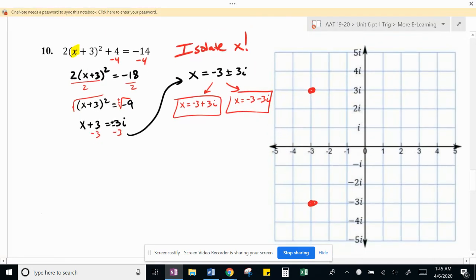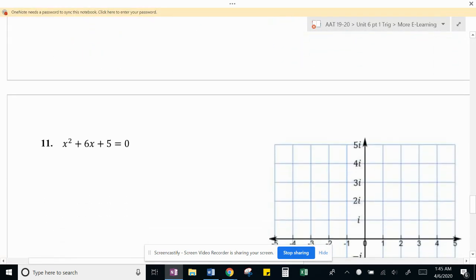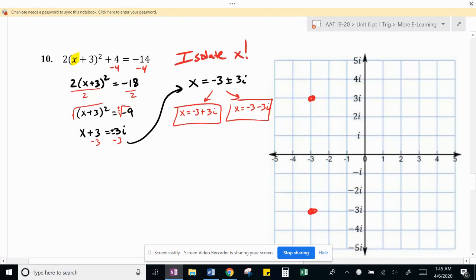And that's it. There is one more problem down here, number 11. I'll let you do that one on your own. Hopefully this makes sense. Finish up the note sheet, check the answers with the key.